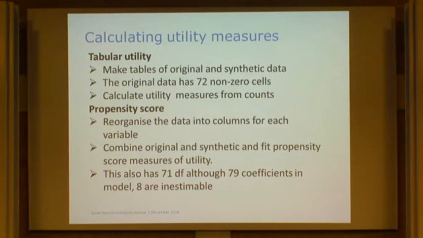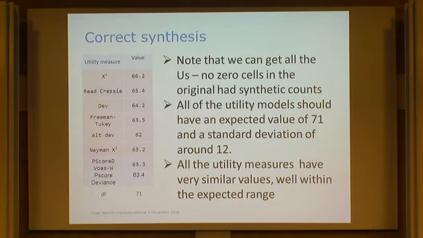So let's have a look and see what some of the results look like. This is for the correct model. We get all the utility measures because there are no zero cells. We've got 71 degrees of freedom, and you see they're all giving 66. Now the expected value of that should be 71 with a standard deviation of around 12. So all the utility measures have very similar values well within the expected range, which is a relief.